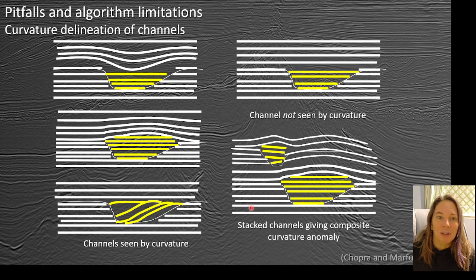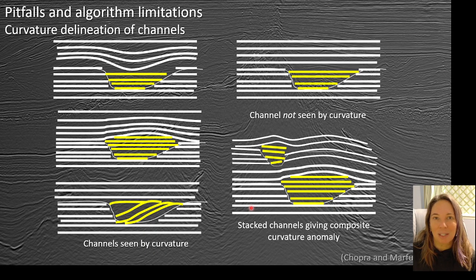The thing you want to keep in mind is that while coherence and curvature can show you a lot of features, you still need to scroll up and down through your seismic data and do a full quality check and a geologic interpretation check. So there are quite a few pitfalls and algorithm limitations that you can come across.